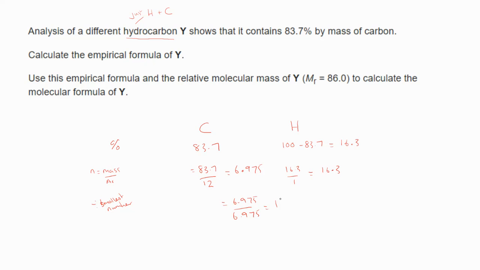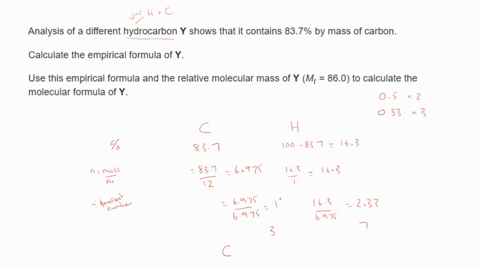So that will become 1 because that's the smallest number. And 16.3 divided by 6.975 gives me 2.33. Now we can do some rounding to the nearest whole number, but if it comes out as about 0.5, then you would times everything by 2. And if it comes out to about 0.33, because that's a third, you would times everything by 3. So in this, that would give me 3 for that one, and 3 times 2.3 is 7.